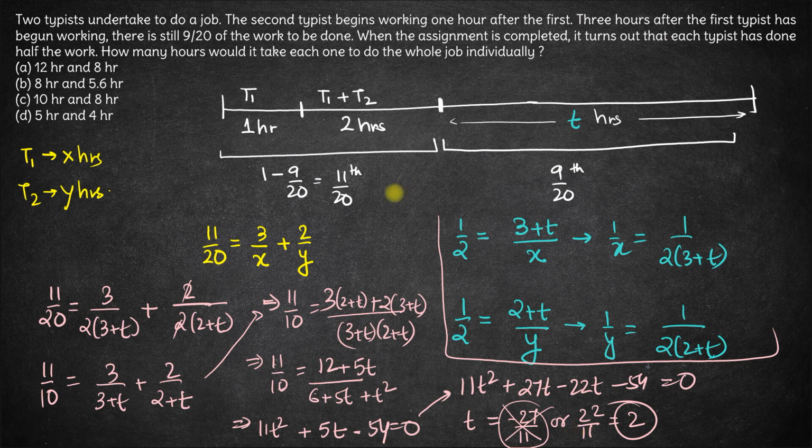Now finally the question is, how many hours would it take each one to do the job individually? Okay, so if t is equal to 2 hours, from here we can say that x is equal to twice of 3 plus 2. So 3 plus 2 is 5, 5 into 2 is 10. So x is equal to 10, and y is equal to twice of 2 plus 2. 2 plus 2 is 4, 4 into 2 is 8. So individually they will take 10 and 8 hours to finish the work. Hence option C here is the right answer. Thank you.